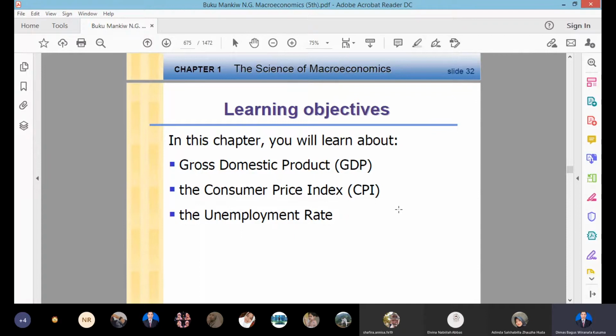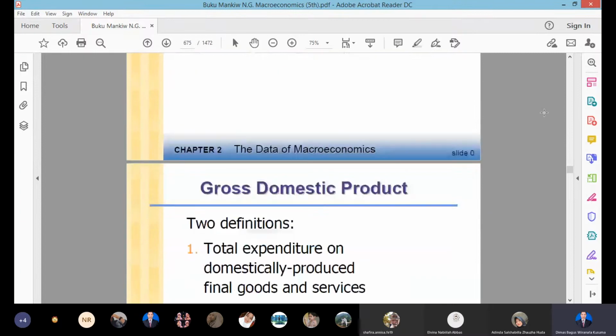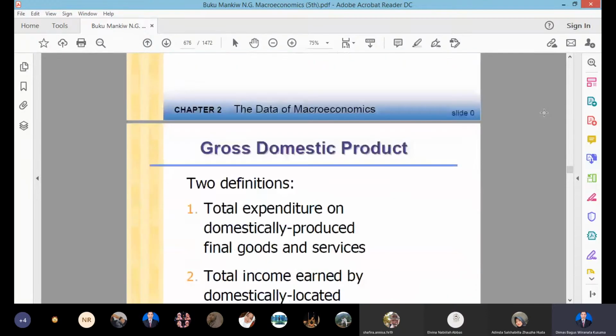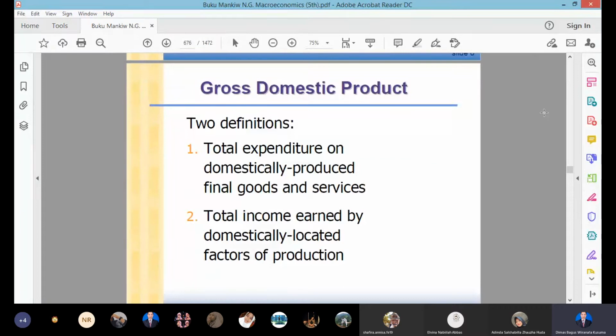Okay, here is chapter 2, the data of macroeconomics. In this chapter, you will learn about GDP and its calculations, and the unemployment rate and its calculations. By the way, sisters and brothers, the GDP is the main focus of macroeconomic theories. If you look at different resources and references, every economist tries to refer to the GDP as the main proxy for measuring economic growth. Therefore, we need to detail out a little what the GDP is.